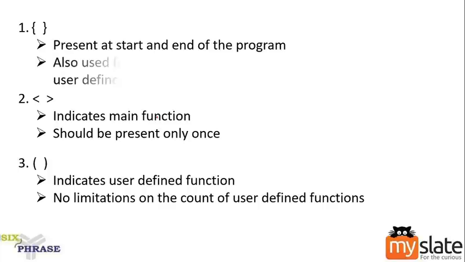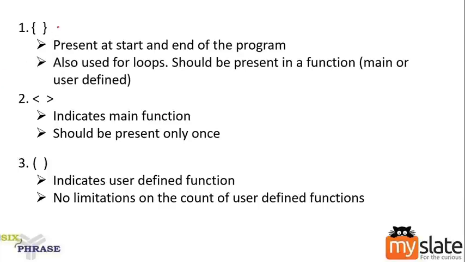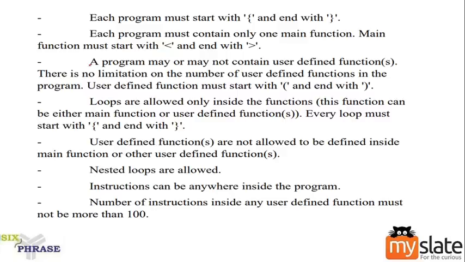So for curly brackets there are two functions. One is that it is present at the start and end of the program. The second one, which I've added just now, is that it is also used for loops, and it should be present within a function. When I use it as a loop, it should be present within a function. That function could be the main function or it could be a user-defined function. It doesn't really matter. Okay, next point.